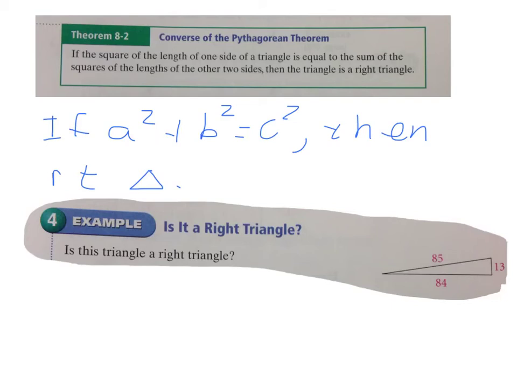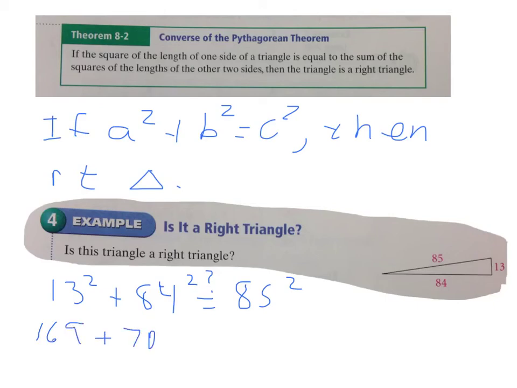So, we're going to have 13 squared plus 84 squared, and see if that equals, so we'll put a question mark above that for right now, 85 squared. Since 13 squared is 169 and 84 squared is 7,056 and 85 squared is 7,225, then we add those up and we see yes, that does equal, therefore this must be a right triangle.